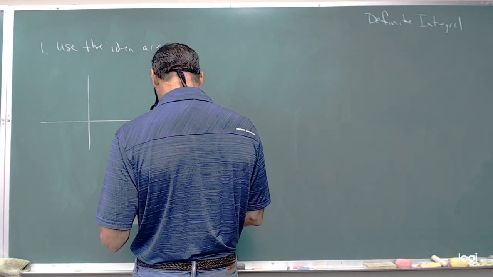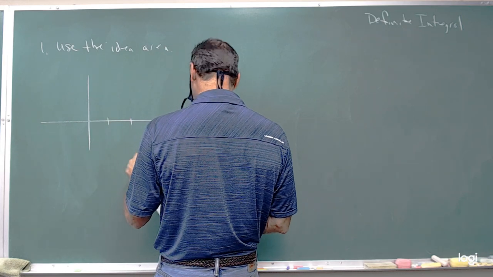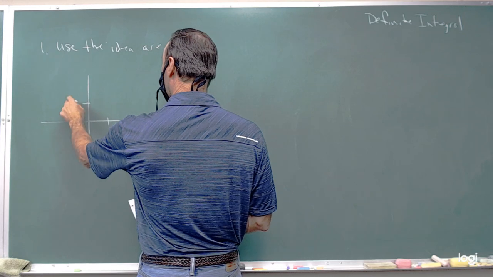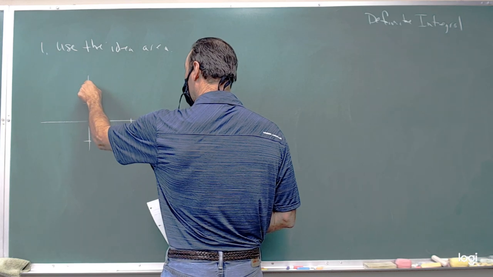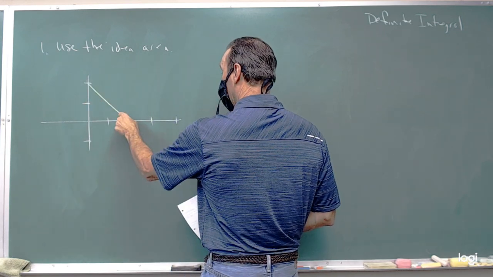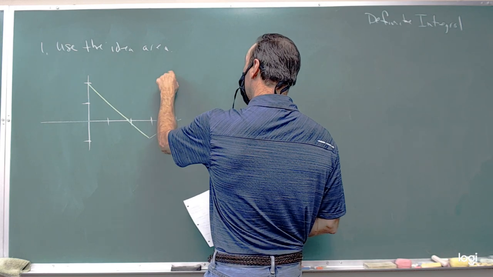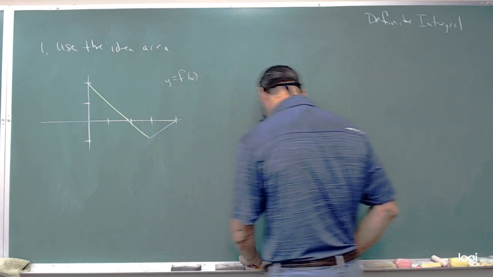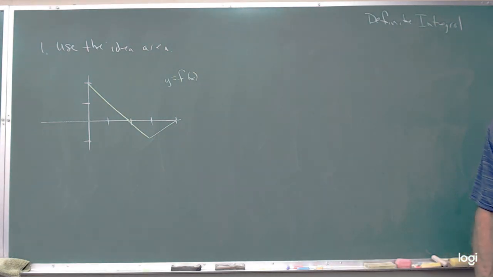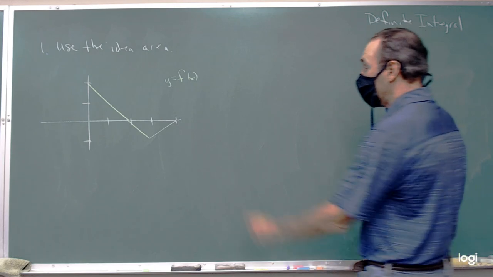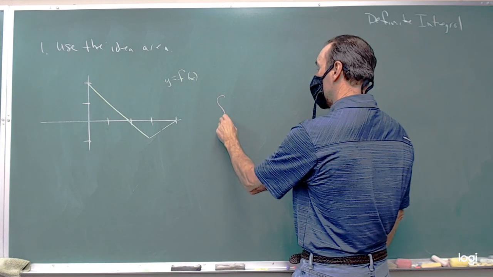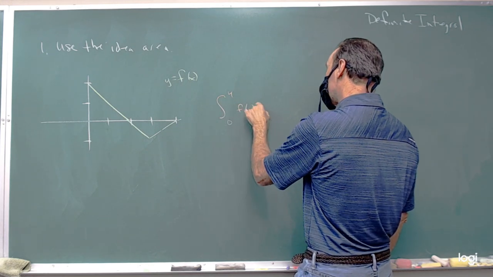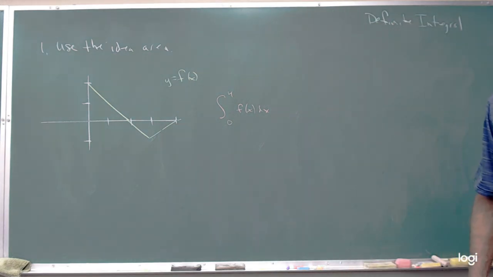So I'm going to put a function here, like a 1, 2, 3, 4, and we'll go 1, 2, and negative 1 on the y. And our function is going to look like a bunch of straight line segments that are going to do something like that. And that is our f of x. So all we know is what we see on the graph there. And we are going to be interested in evaluating the integral from 0 to 4 of f of x dx. That make sense? So we're going to think of it as an area thing.